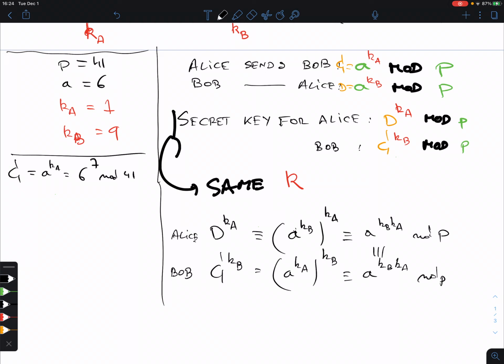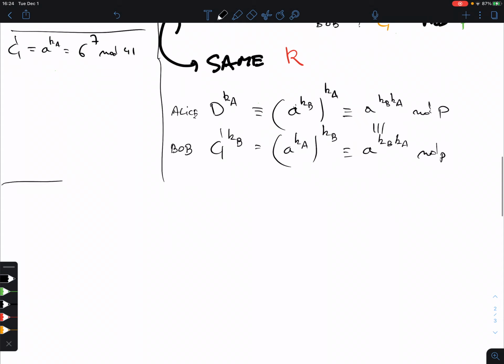So what is this? I could just calculate this using Wolfram Alpha or some other tool, okay? 6 to the power 7 mod 41. Oh, no, okay, no, let me do it. Sorry, I'm going to do it. It's not fair if I don't do it. So we have to calculate 6 to the power 7 mod 41.